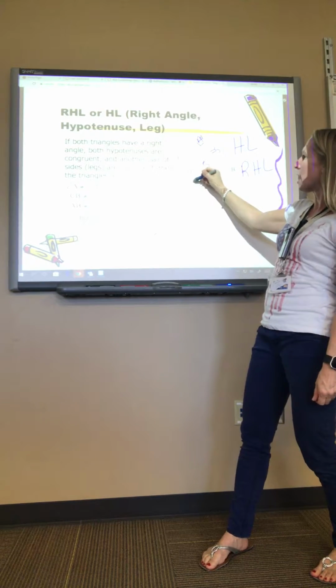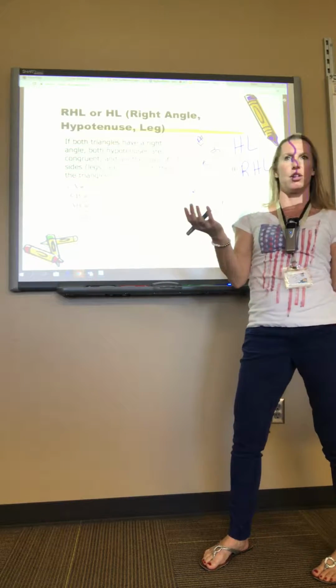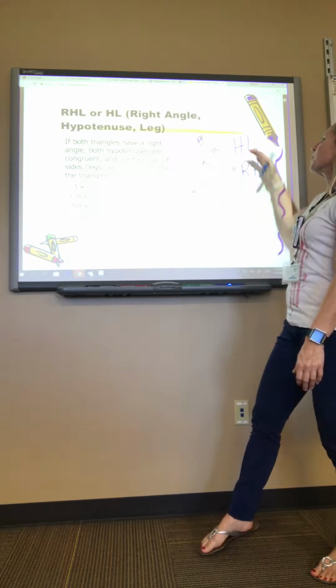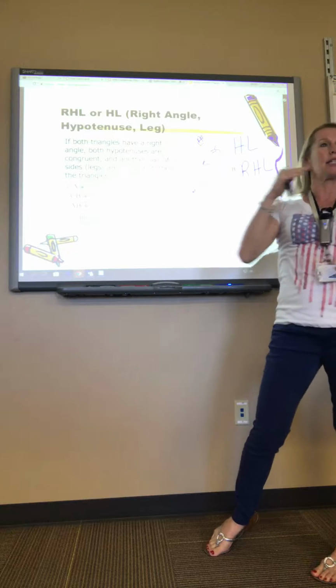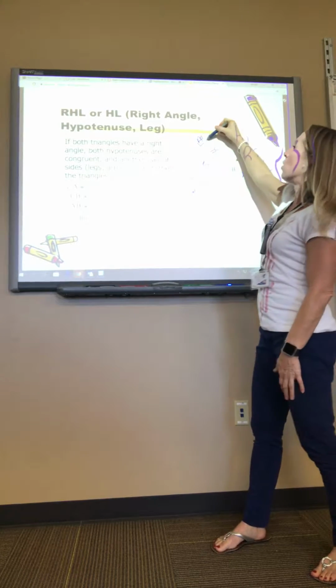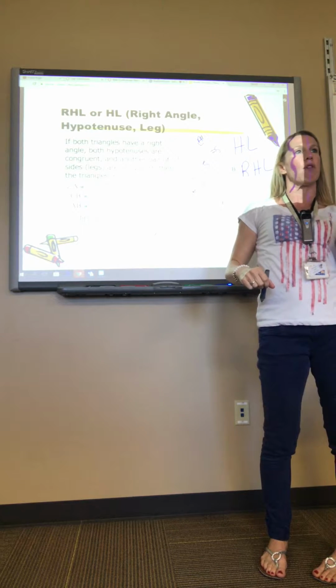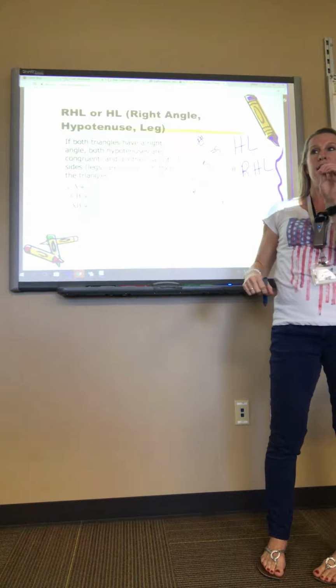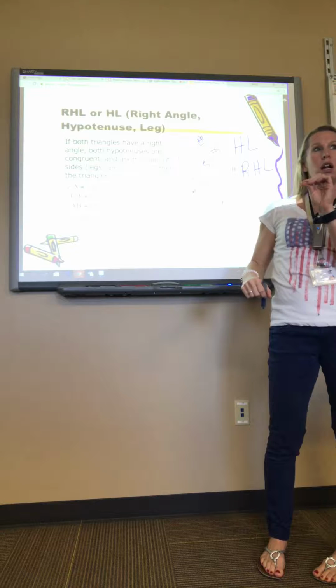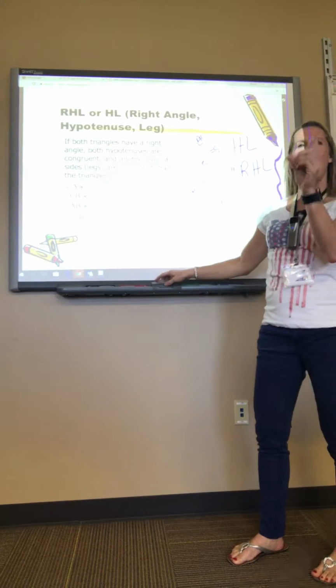Did you guys know the side across from the right angle is called a hypotenuse? And the other side's a leg. So we don't want to say ASS because that's a bad word. So if you ever see that it spells out ASS, look to see if it's a right angle. It's only okay to be an ASS if you are right. Not okay if you're wrong.